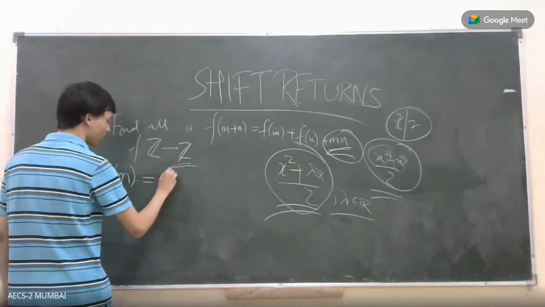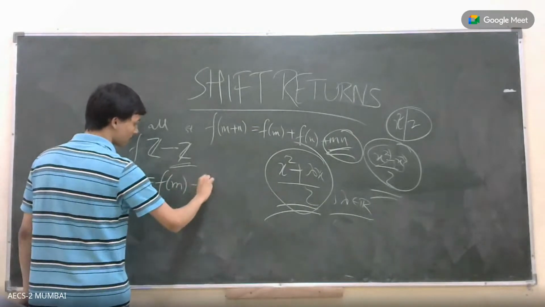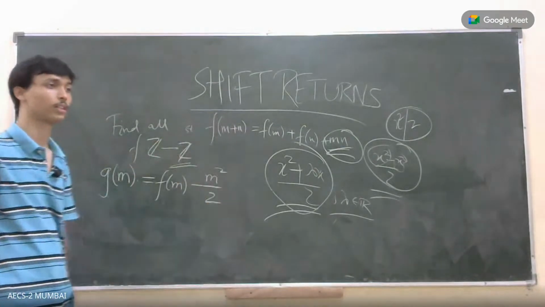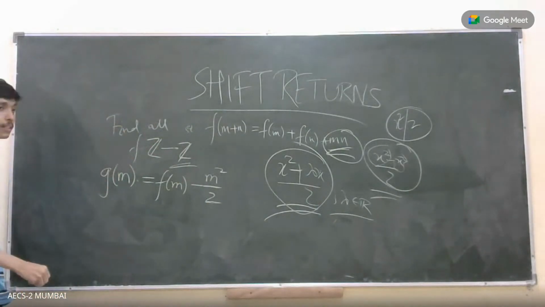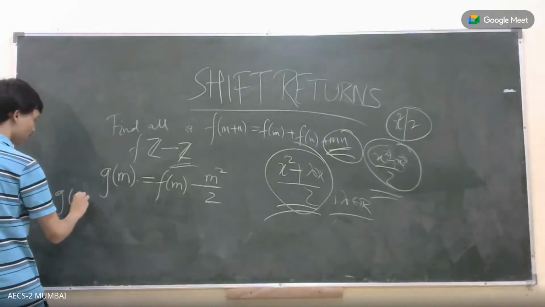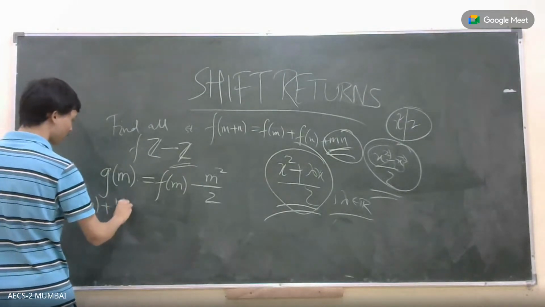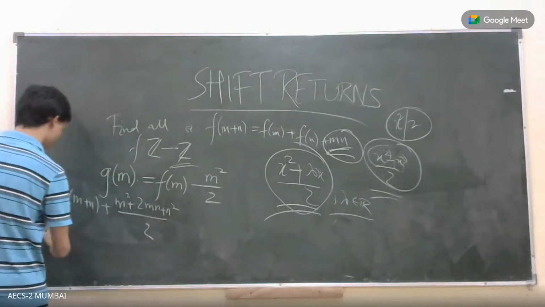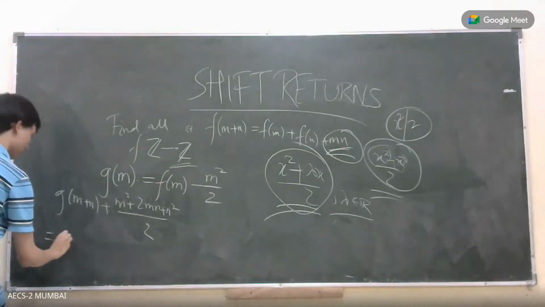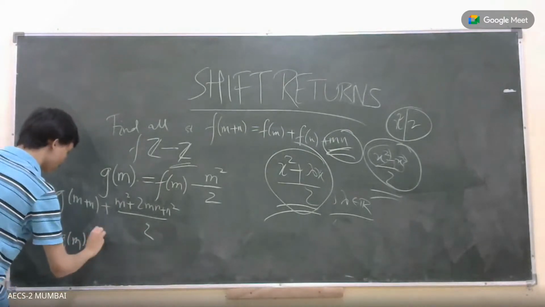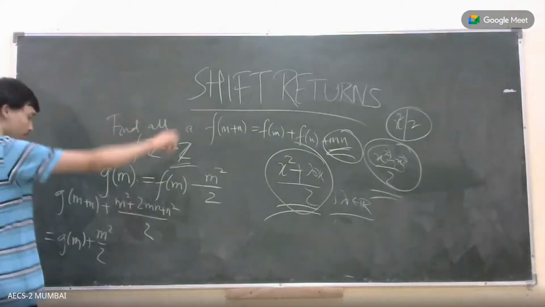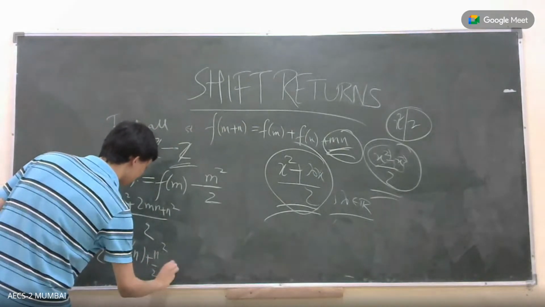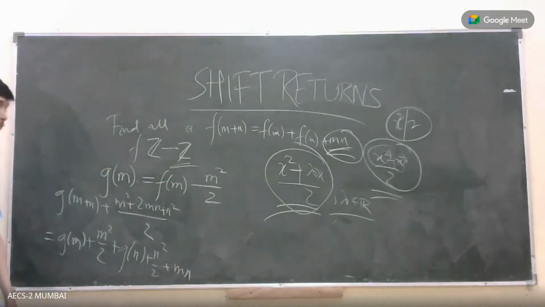Set g(m) equal to f(m) minus m square by 2. What do you get? Now simplify. What is f of m plus n? g of m plus n plus (m square plus 2mn plus n square) by 2. What is f(n)? g(n) plus n square by 2. And you know that. What do you get?